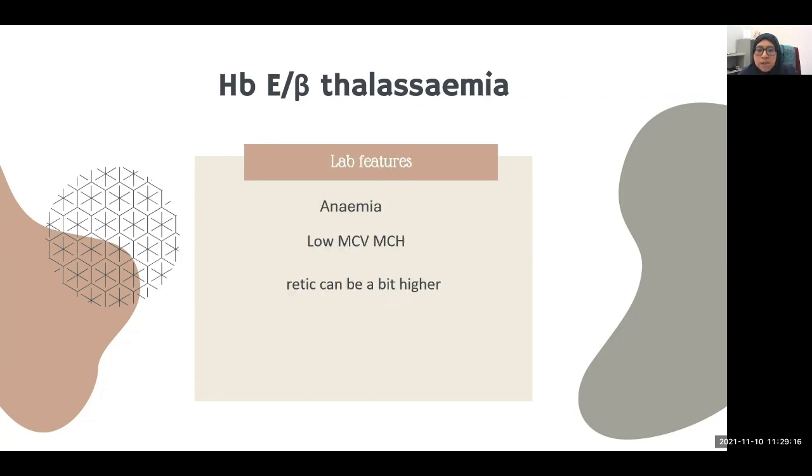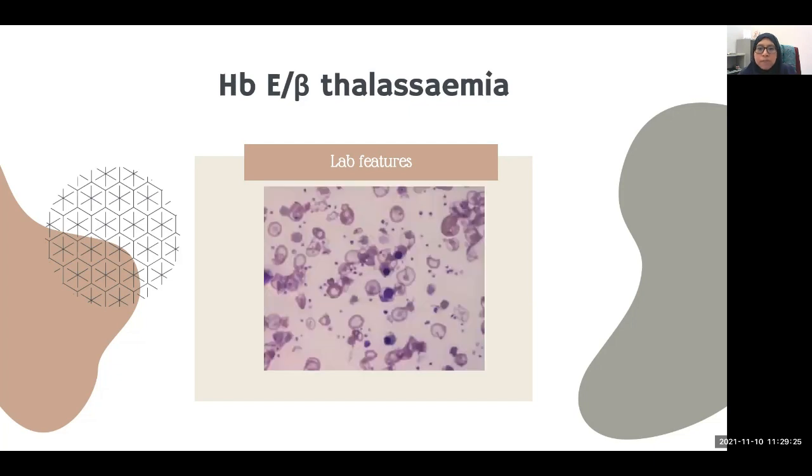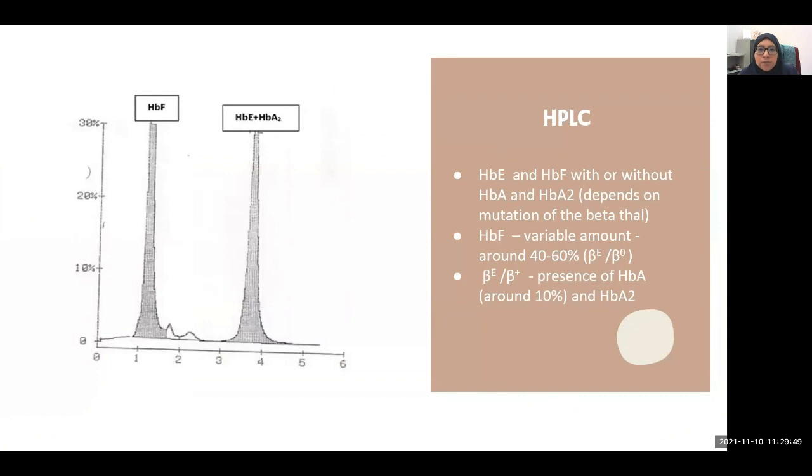In HbE beta thalassemia, they will have anemia with low MCV and MCH, and sometimes a high amount of reticulocytes. These are features of beta thalassemia major, because they have very severe anemia. You don't get to see a lot of red blood cells, and these are hypochromic red cells and many target cells. This can be seen in beta thalassemia major and also HbE beta thalassemia. In HPLC, HbE and HbF will be present with or without HbA, and it depends on the mutation of the beta thalassemia.